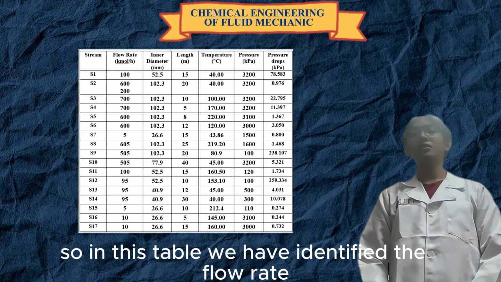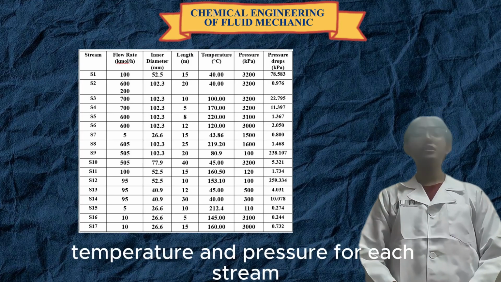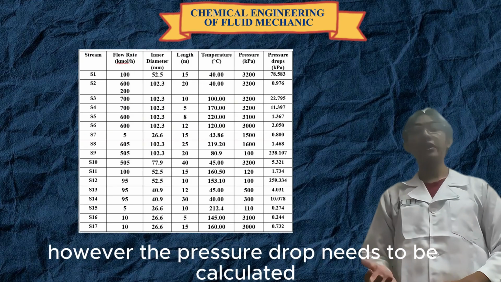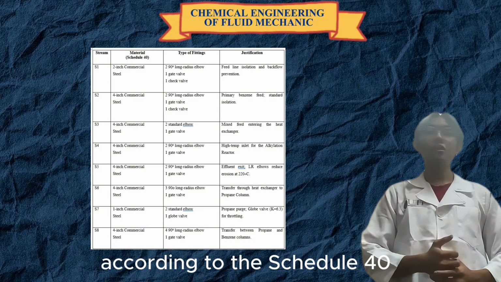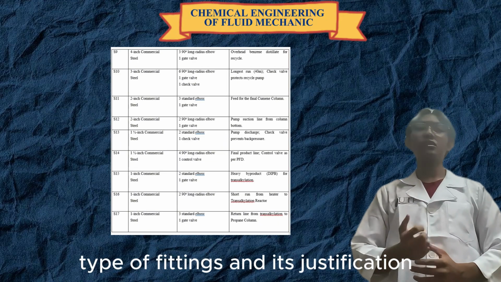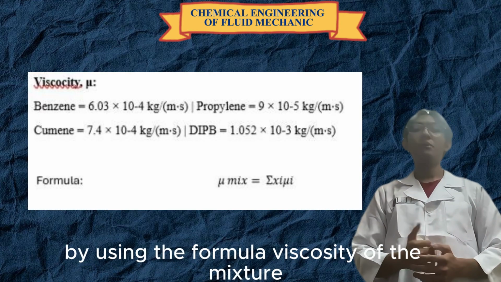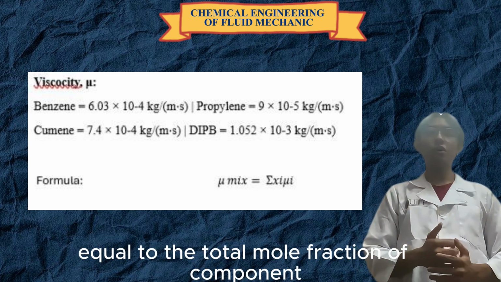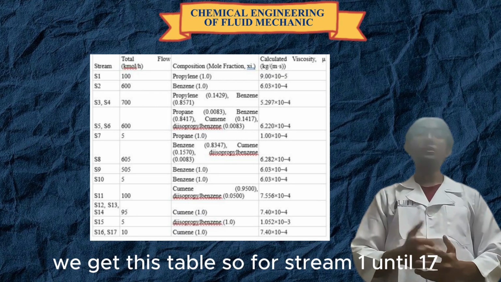So, in this table, we have identified the flow rate, diameter, length, temperature, and pressure for each stream. However, the pressure drop needs to be calculated. We also included the material according to schedule 40, type of fittings, and its justification. From the known viscosity of each fluid, using the formula viscosity of the mixture equals the sum of the mole fraction of component multiplied by the viscosity of component, we get this table.